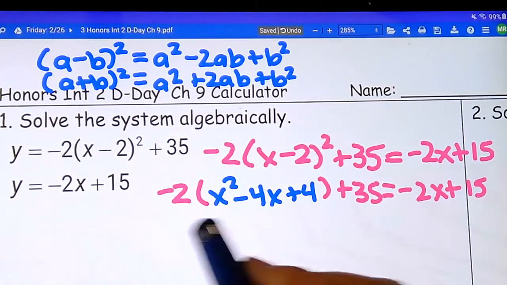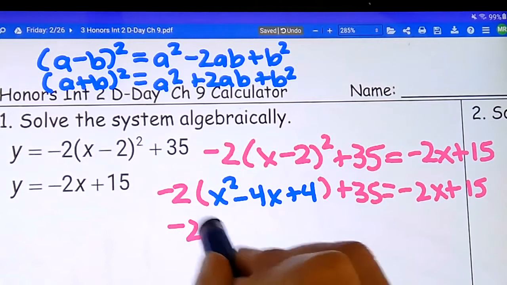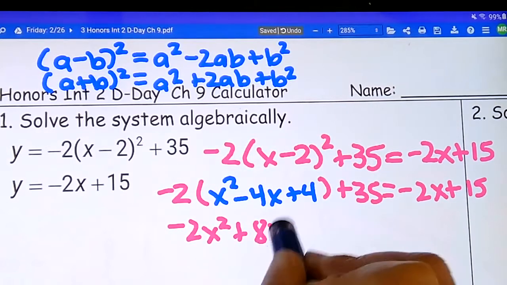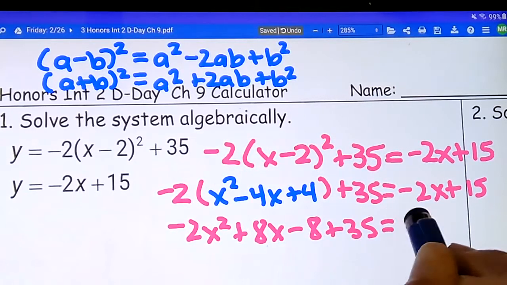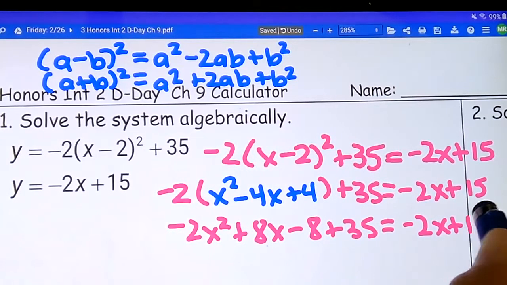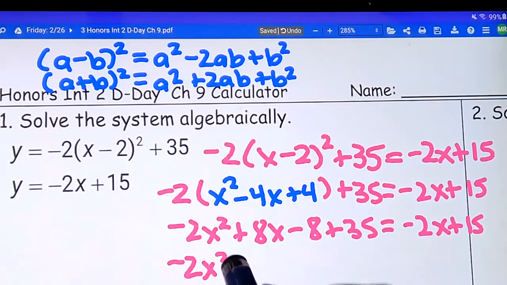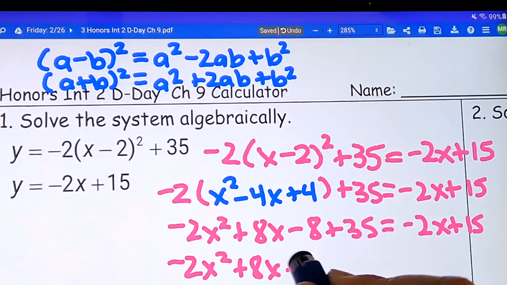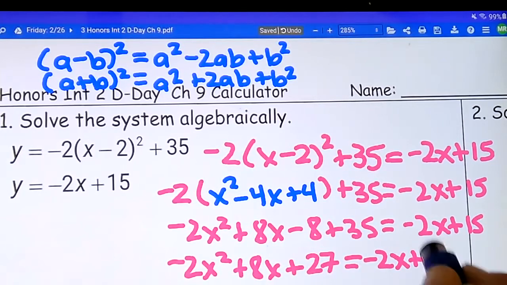So now I am going to distribute my negative 2. So I'm going to get a negative 2x squared plus 8x minus 8 plus 35 is equal to a negative 2x plus 15. Let me clean up this side. So this is going to be a negative 2x squared plus 8x. My negative 8 and positive 35 will be a plus 27 equals negative 2x plus 15.